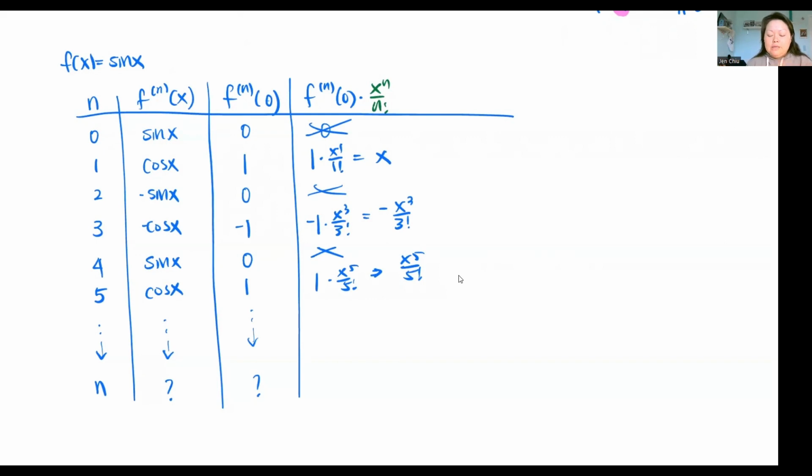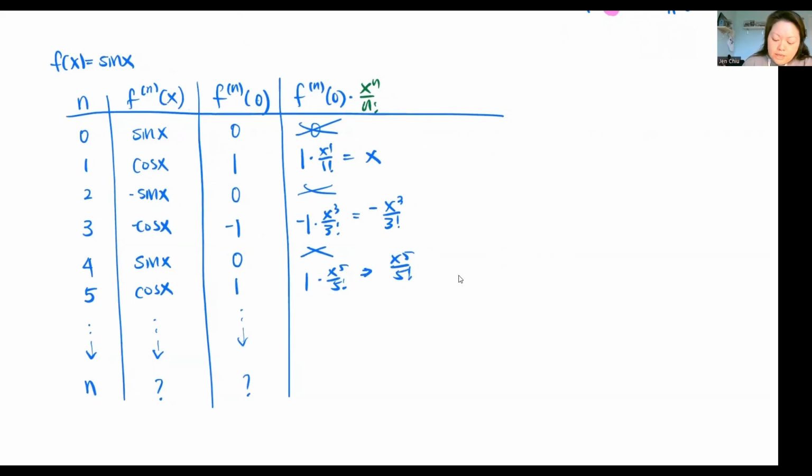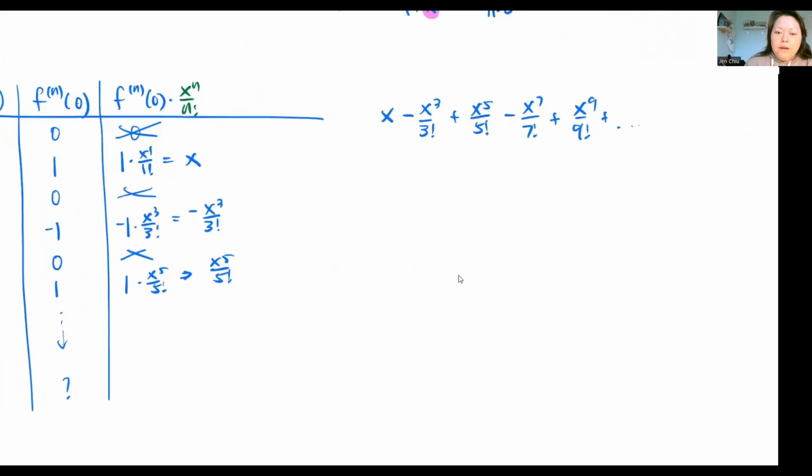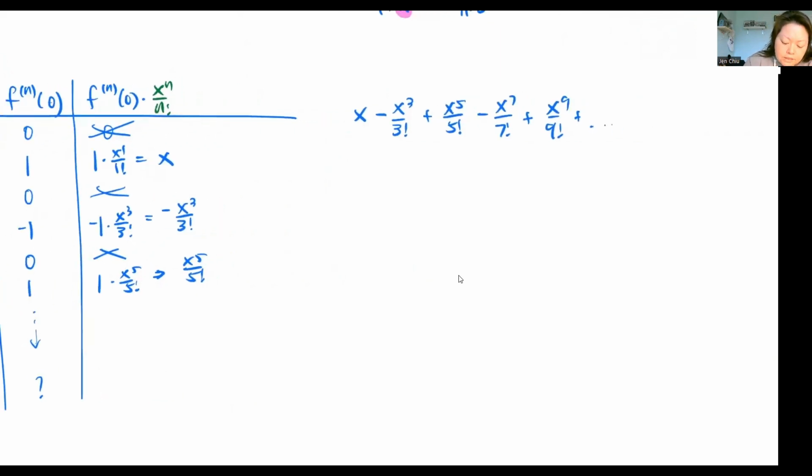If you actually compress this into a new series, you will see that your pattern is x minus x cubed over 3 factorial plus x to the 5 over 5 factorial. And you can guess the next one, right? It's going to be minus x to the 7 over 7 factorial plus x to the 9 over 9 factorial, and then so on and so forth. All right, so now using the idea of this is n equals 0, n equals 1, n equals 2, n equals 3, n equals 4. That will make it a lot easier for you to generalize your pattern here.